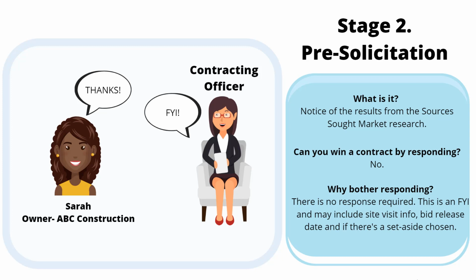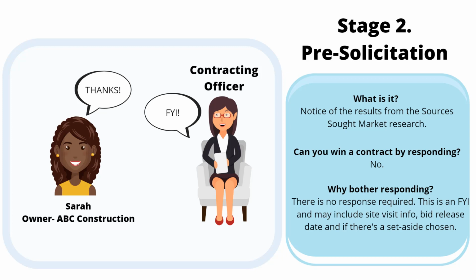You can mark it on your calendars. And like I said, they're also going to let you know if there's going to be a set aside. So, if it was a bunch of woman-owned small businesses that responded to the sources sought, they may decide to go with a woman-owned small business set aside on this, which means when the bid comes out, only those WOSB businesses will be able to compete and win the contract for this bid.